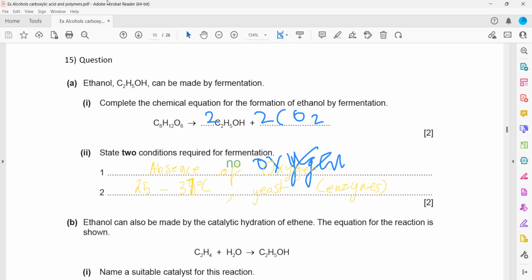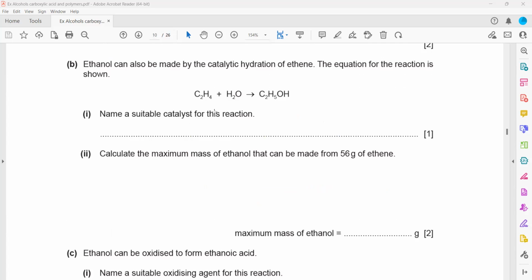The next one: ethanol can also be made by catalytic hydration of ethene. The equation for this reaction is shown. Name a suitable catalyst for this reaction. What is the catalyst used? Phosphoric acid is used as a catalyst.